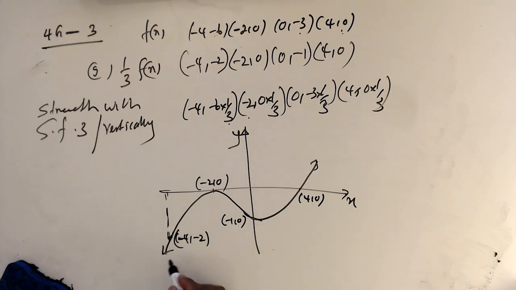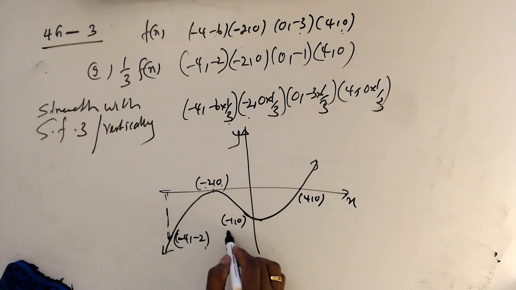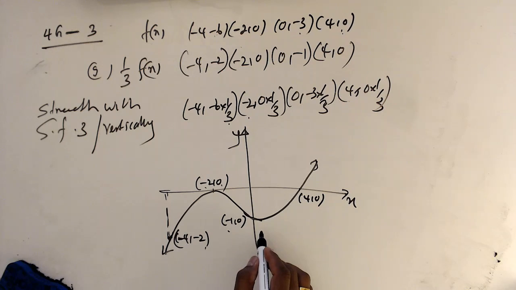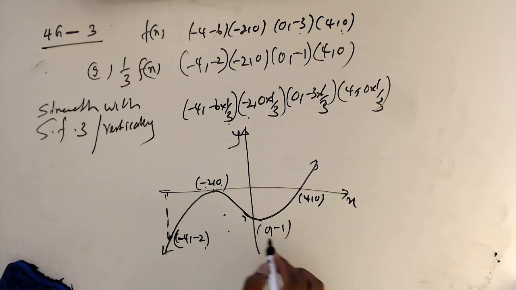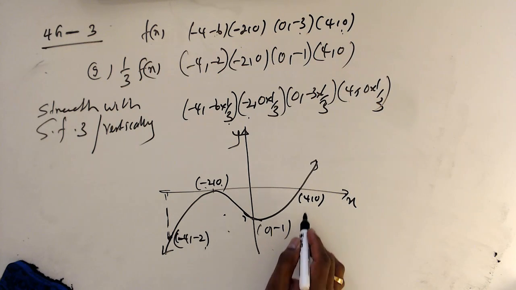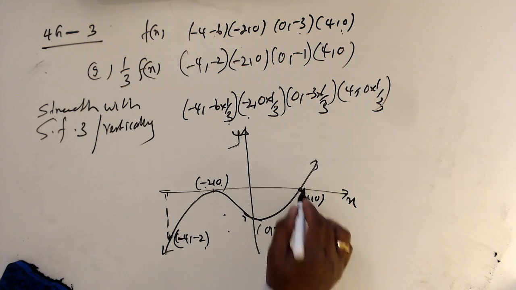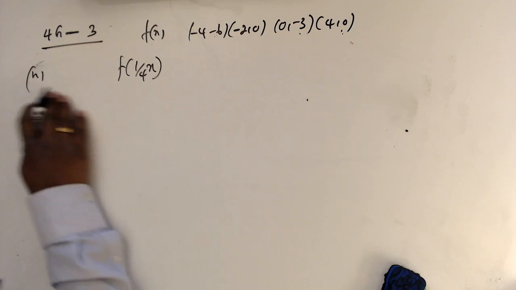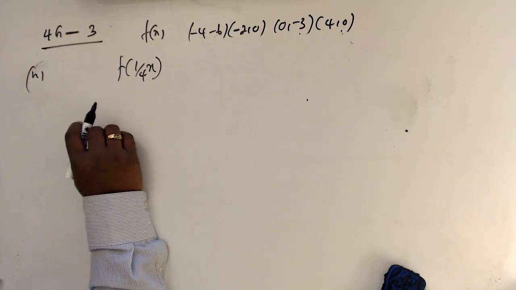So this is the graph: (-4, -2), (-2, 0), (-1, 0). This is (0, -1), and (4, 0). This is h, f of 1 over 4 x.